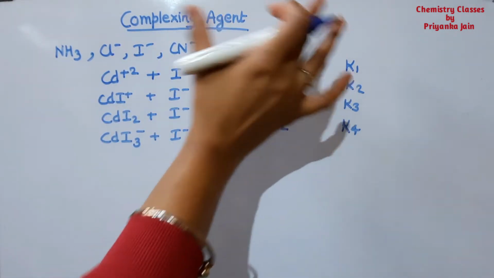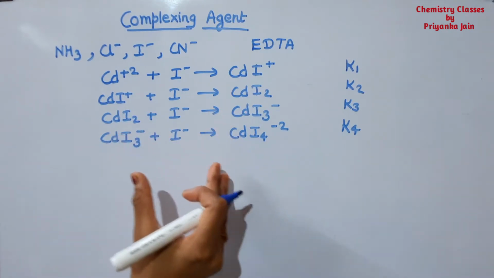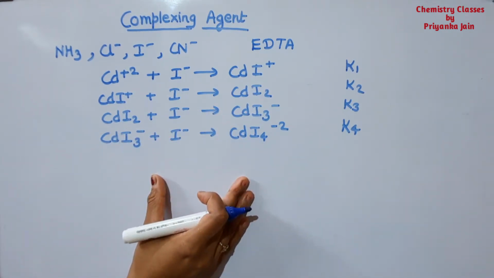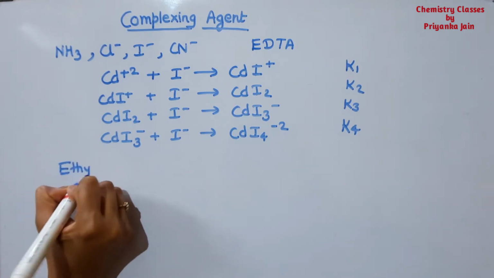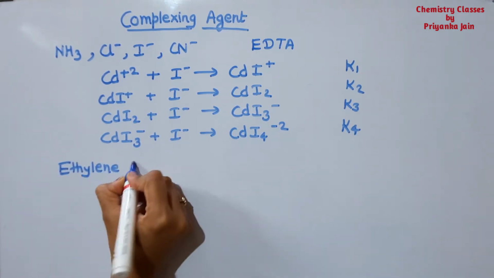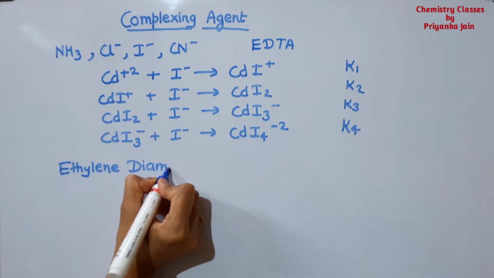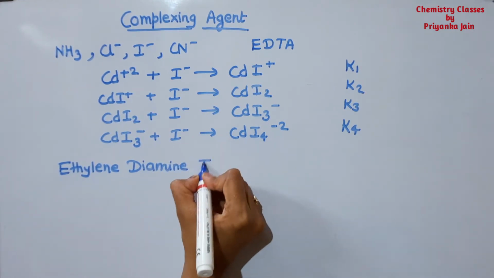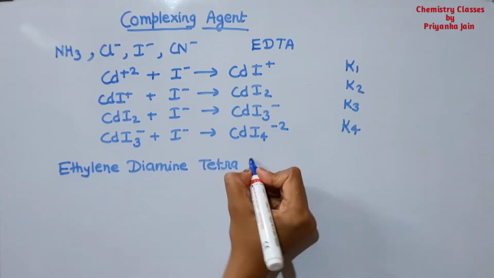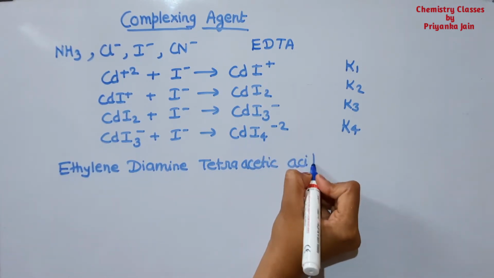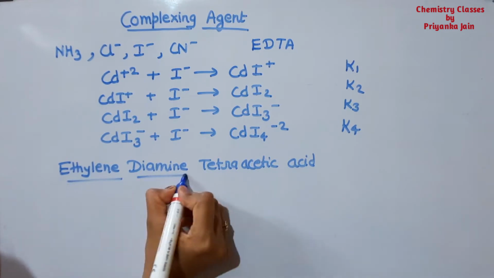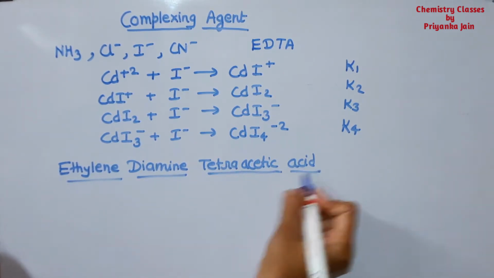So we come to EDTA. EDTA can form a 1:1 complex with metal ions. What is EDTA? EDTA means ethylene diamine tetraacetic acid. As you can see from its name, it is quite a large structure.